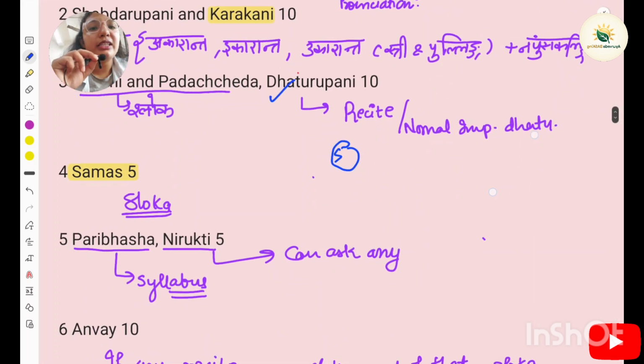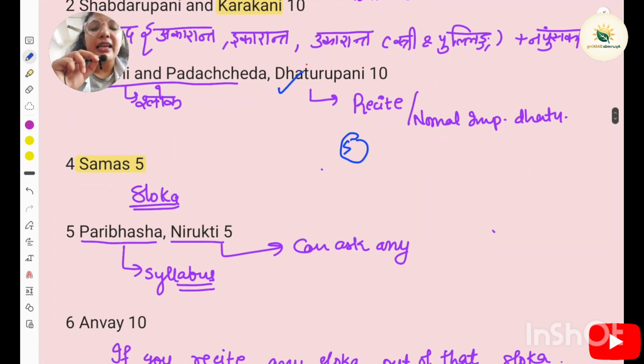The fourth thing is samas. Samas is again from the shloka you are giving as an answer. According to that, for the samas they can ask paribhasha and nirukti. These are the small paribhashas and definitions given in your syllabus, which you have already studied for your theory exam also. So go through all those paribhashas and niruktis so that you can easily answer these questions.